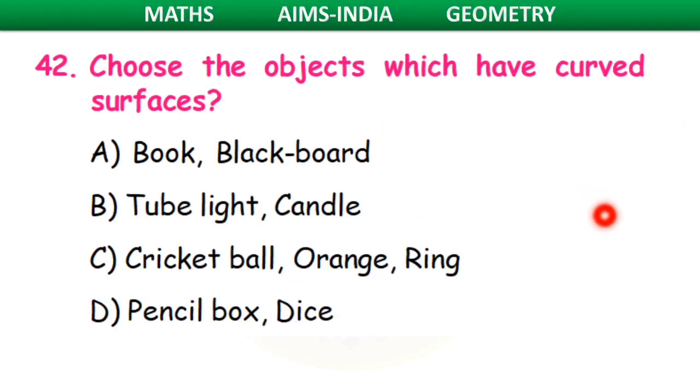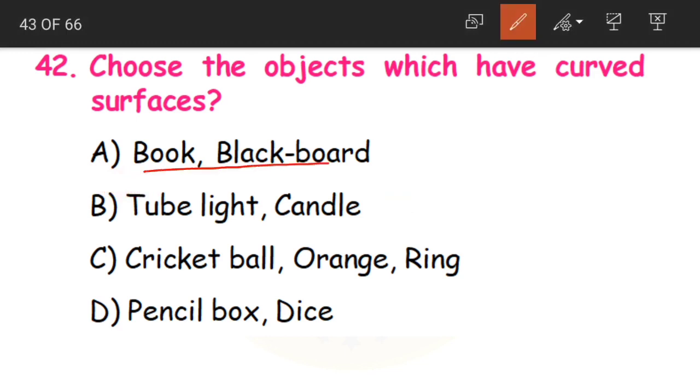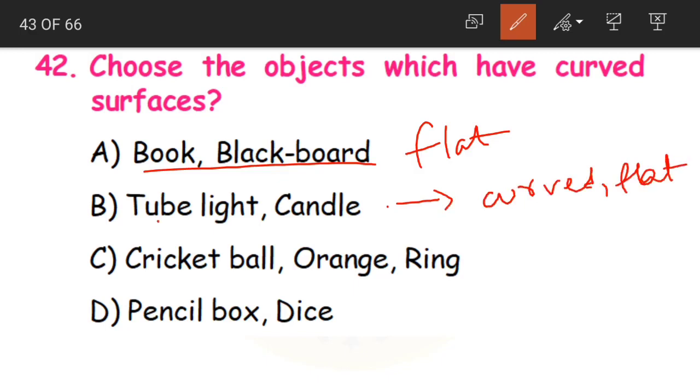Now question 42. Choose the objects which have curved surfaces. Option A, book and blackboard. Do book and blackboard have curved faces, children? No, they have flat surfaces. Next, coming to option B, tube light and candle. What is this? Tube light and candle have both curved and flat surfaces. They both are in the shape of a cylinder. Yes or no? So they have both curved and flat surfaces.